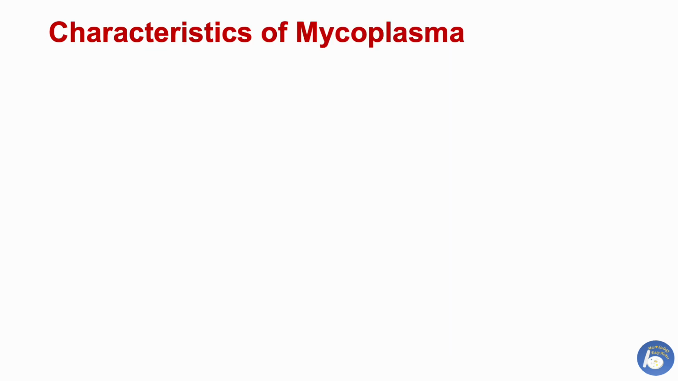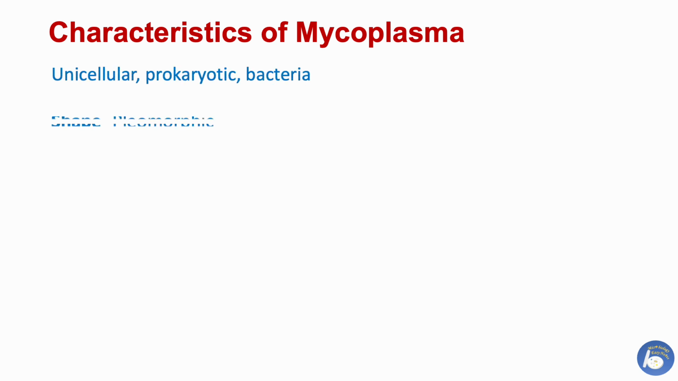Characteristics of Mycoplasma. Mycoplasma is a unicellular and prokaryotic organism. Shape: the organism lacks a cell wall. Due to this, there is no definite shape of the Mycoplasma cell. They are pleomorphic, meaning their cell can be spherical, oval, club shaped, or irregular in shape.